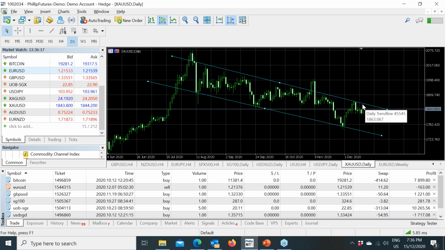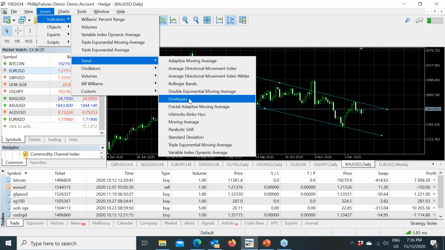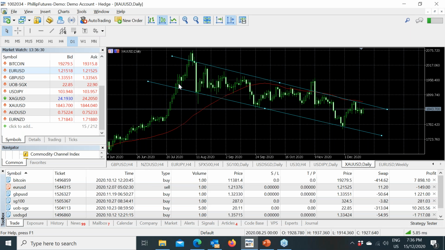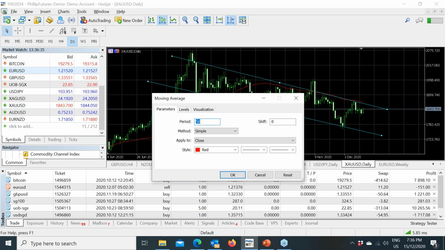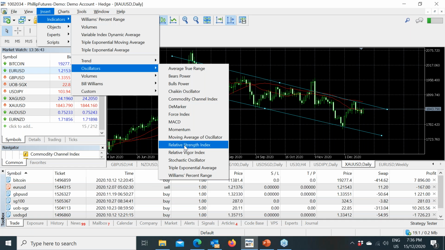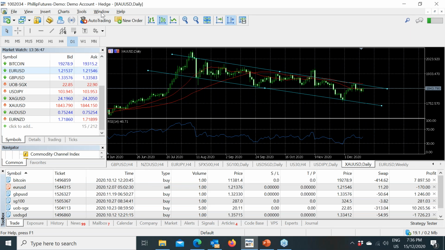From there you can plot your indicators. You can insert indicators, then add your moving averages. For me, I like the 50 and 20 moving average, so you can just do that. And then you can add other things, like RSI if you like. You can add your indicators from there, which is going to give you better probability of a trade.